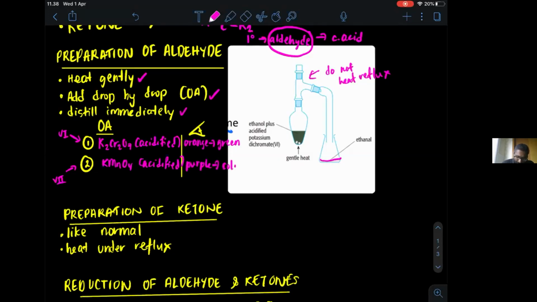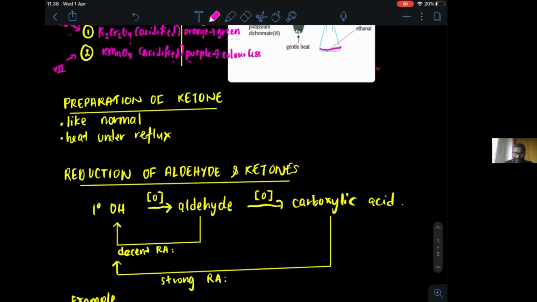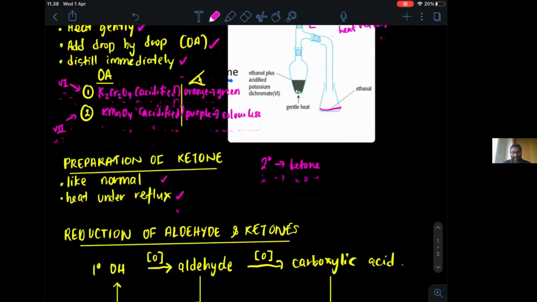Now, I will just move on to the preparation of ketone. For preparation of ketone, you just do it like normal, because secondary alcohol changes into ketone, and the ketone will not be further oxidized. So no problem with that. You can either heat them gently or heat them under reflux, it doesn't matter. So no issues. The preparation part is done.